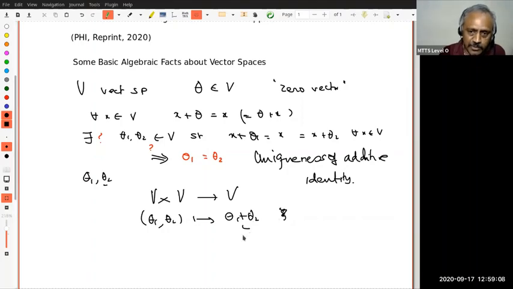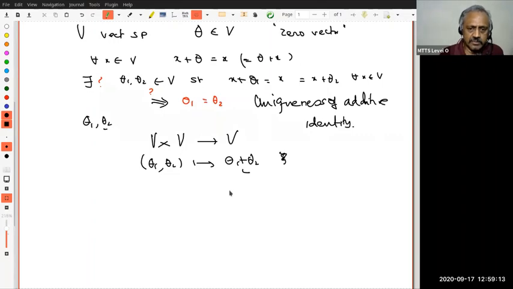Keep this in mind, that fact we are going to use. Many times, in a proof, they will just do some jugglery and you will get it. But the heart of the matter is that you are using that vector addition, or in group theory the binary operation, is a function. That fact we are going to use. So let us do that.